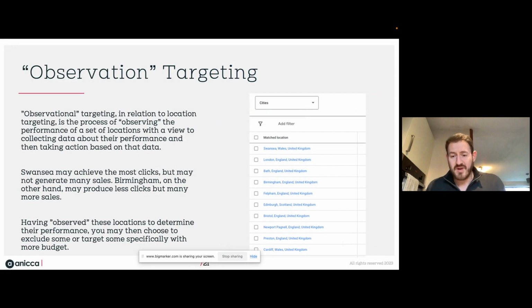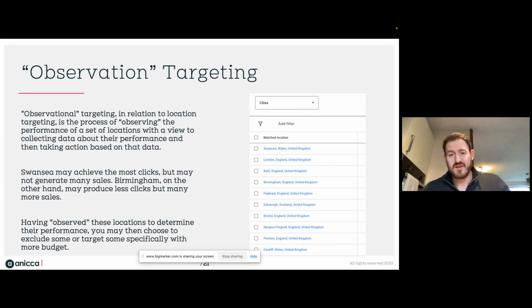In the example on the right, this was a business that are targeting the whole of the UK. When we decided to look at where our ads were actually shown, you can see that Swansea came out as the highest traffic driving location for this particular campaign. You can then see that London was second, Bath third, etc. But the important thing to bear in mind here is that just because you're targeting the whole of the UK doesn't mean that all of these locations work as well as each other.